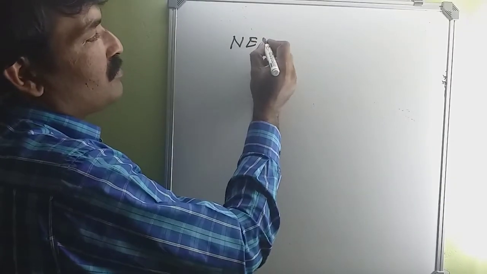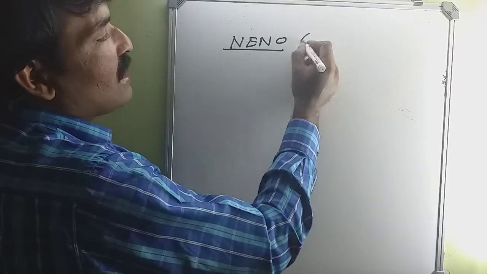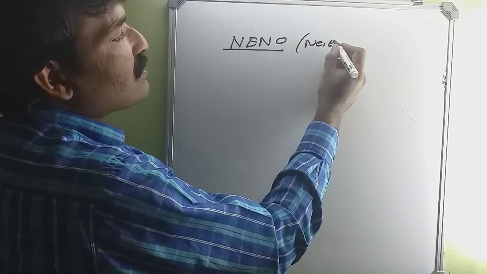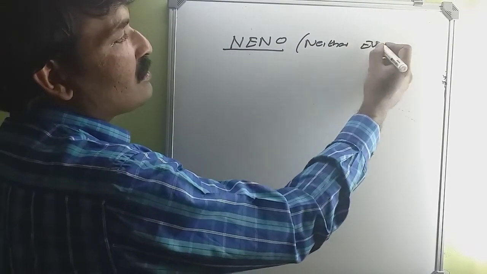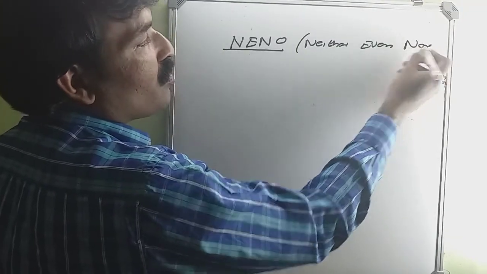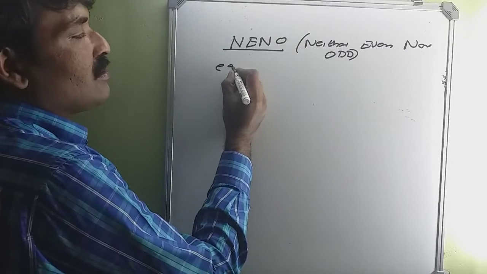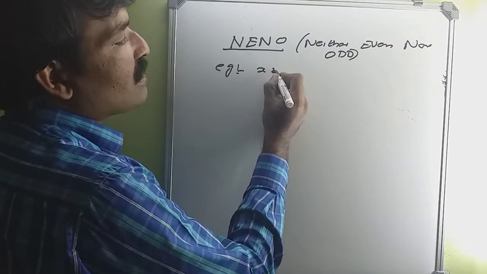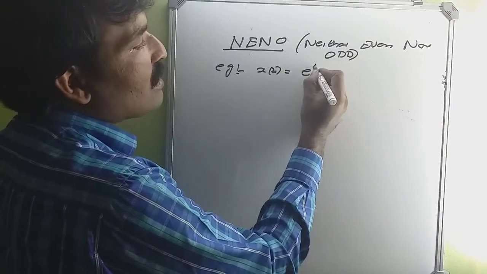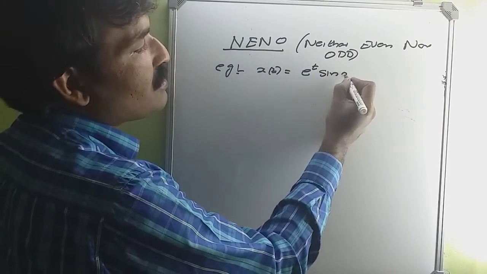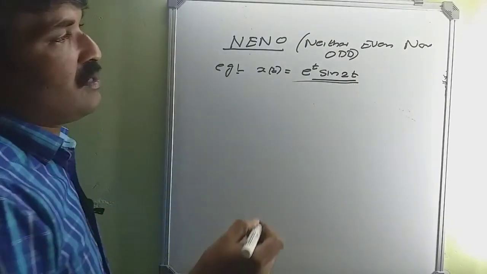Now the neither signal. It means neither even nor odd. Example: x of t is equal to e raised to t sin 2t. This is a neither signal.